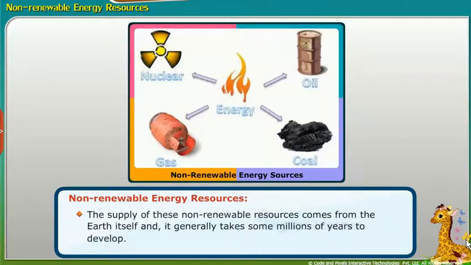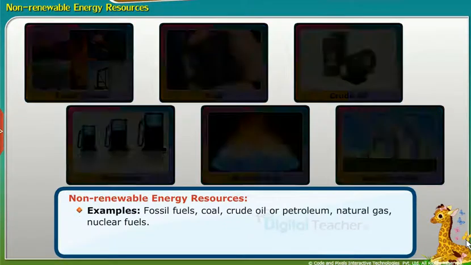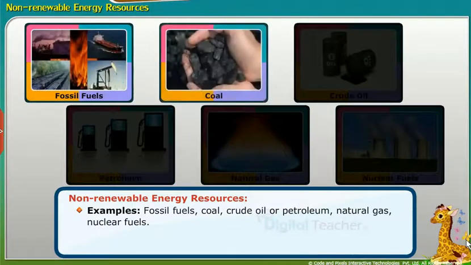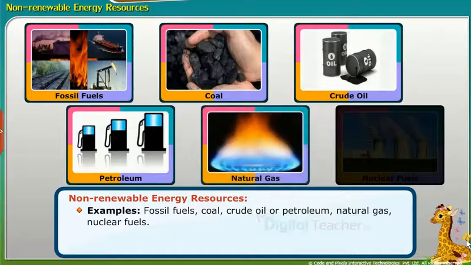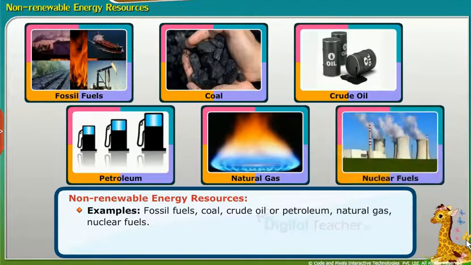The supply of these non-renewable resources comes from the earth itself, and it generally takes some millions of years to develop. Examples: fossil fuels, coal, crude oil or petroleum, natural gas, nuclear fuels.